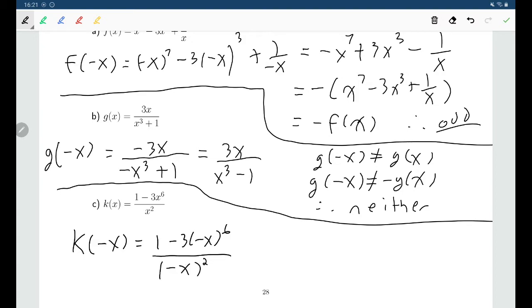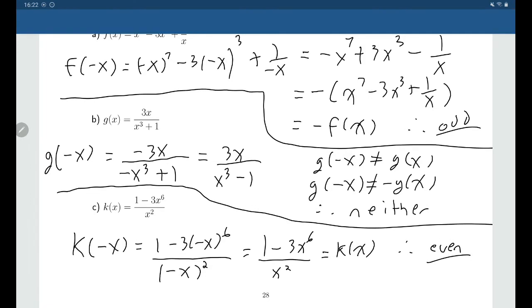And these x's are all being raised to even powers. Negative x to the 6 is just x to the 6. And negative x squared is just x squared. And you can see that, yes, this is our original function k of x back again. So when we replaced x with negative x, we got our original function back. And that means that k of x is an even function. It's symmetric around the y-axis.